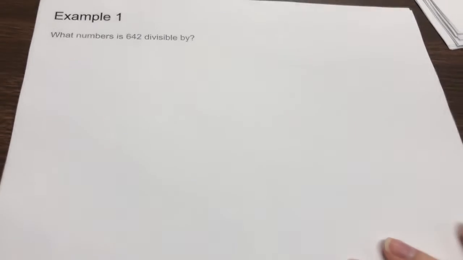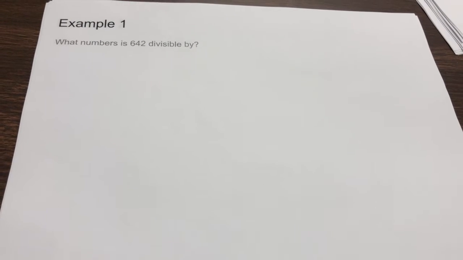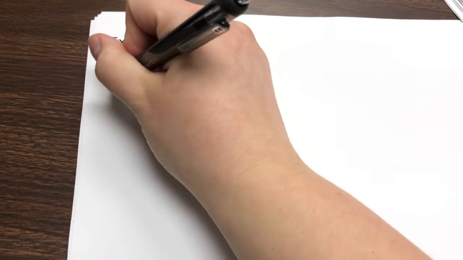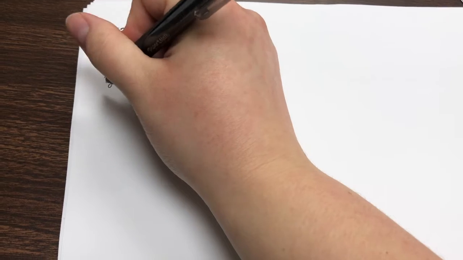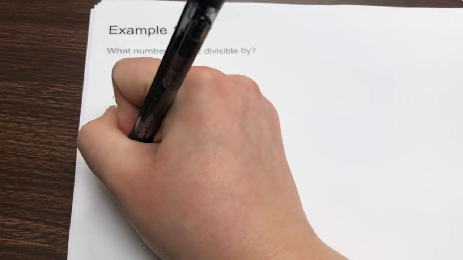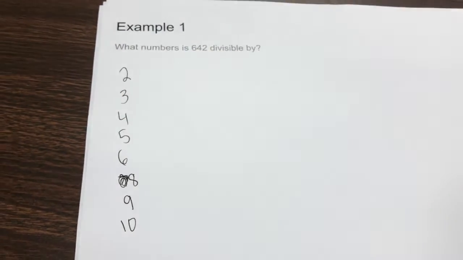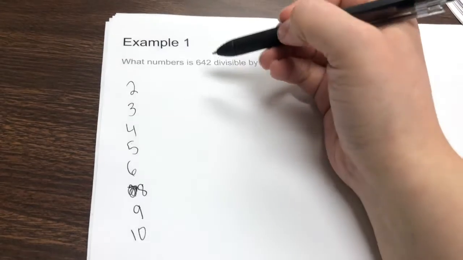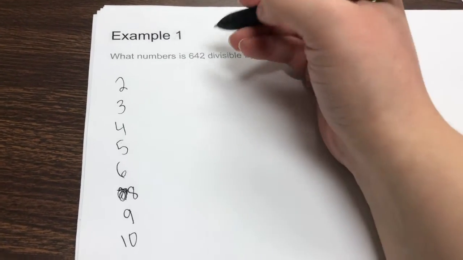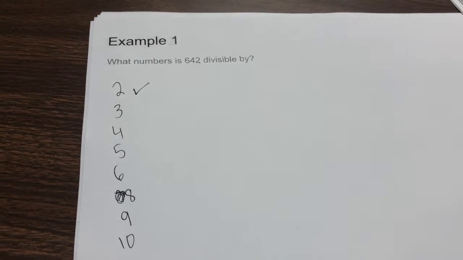Now we're going to look at some examples. Okay, our first example, what numbers is 642 divisible by? So I'm just going to list my numbers like I did for my abstract on my work mat. So 2, 3, 4, 5, 6, or wait, sorry. I keep wanting to write 7, but we don't really have a rule for 7. Okay, so 642, starting with 2. Is it even? It ends in a 2. So yes, it is even, automatically divisible by 2.